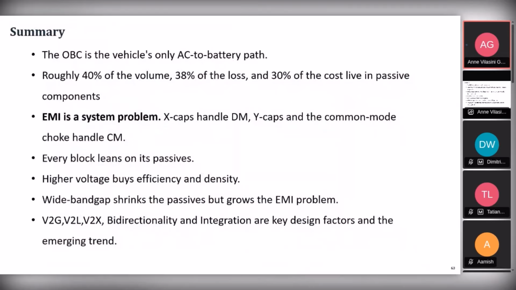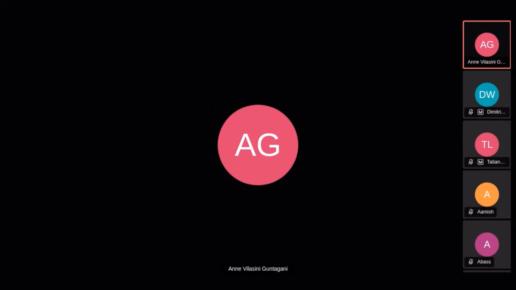Before we go to the summary, I would like to show a simulation in LTspice. I will reshare my screen shortly.